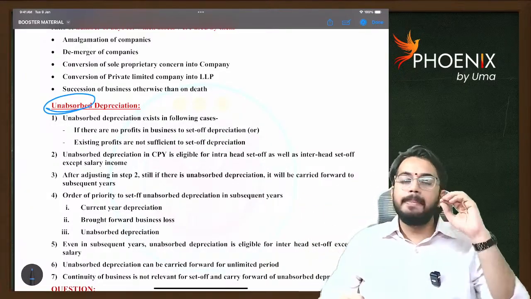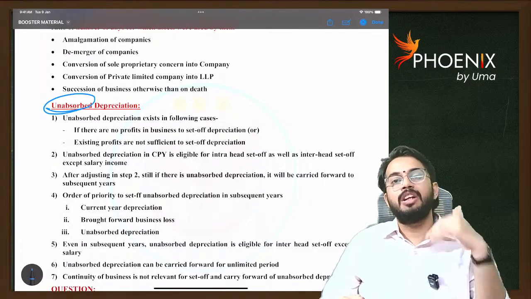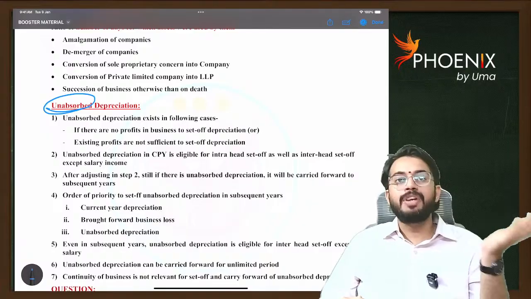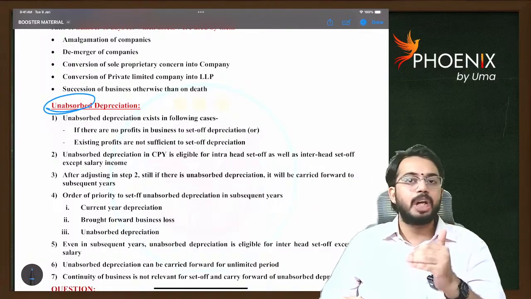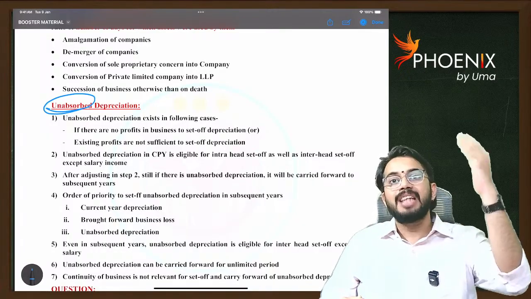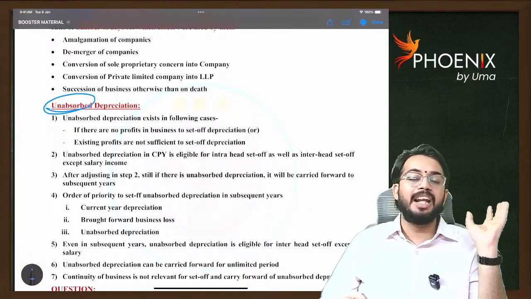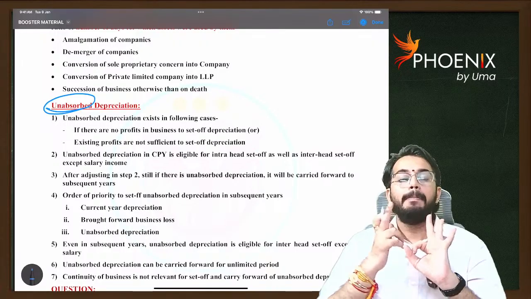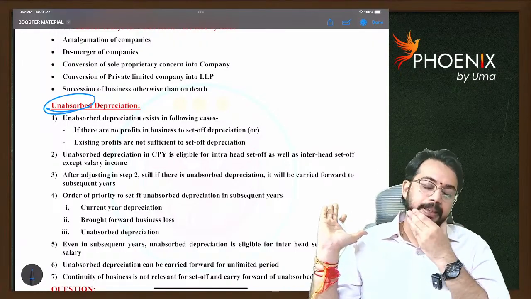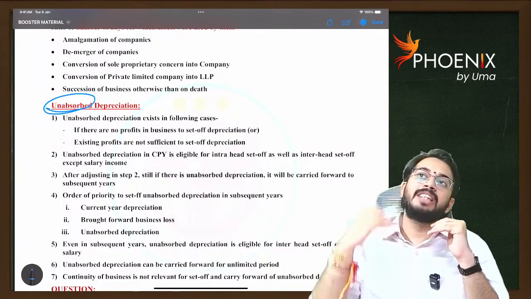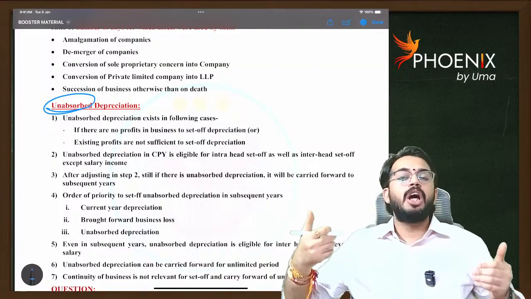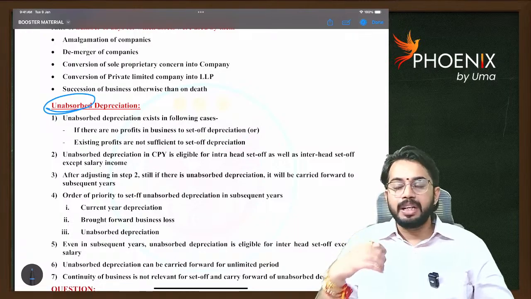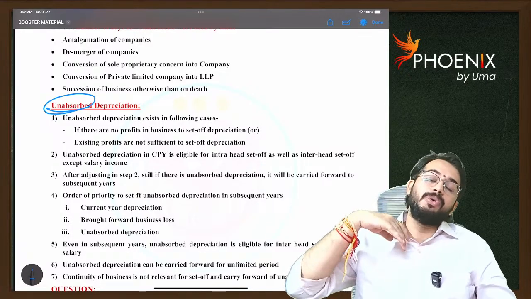So simple: unabsorbed depreciation of the current year, you will set off against other business income. After setting off against other business income, if unabsorbed depreciation is still there, you will set off against other heads of income other than salaries. You cannot set off against income from salary. You cannot set off against section 115BB, 115BBJ income. Are you able to understand? Sir, after doing set off against other heads also, if some unabsorbed depreciation is still left, whatever the balance unabsorbed depreciation is, that will be carried forward to the next year.